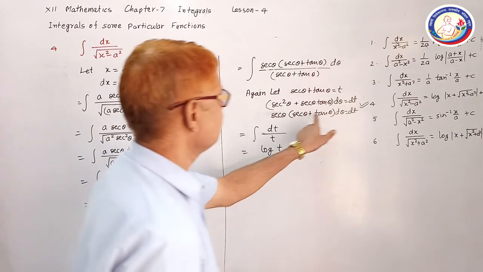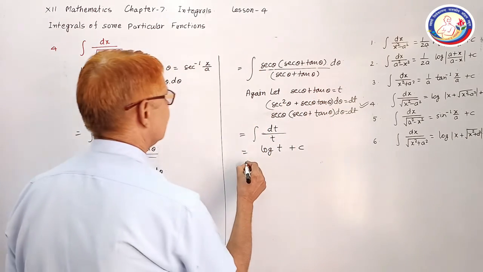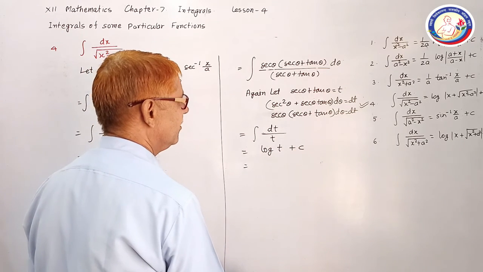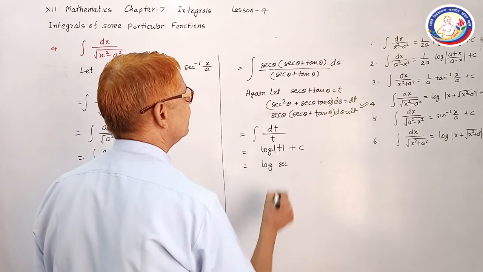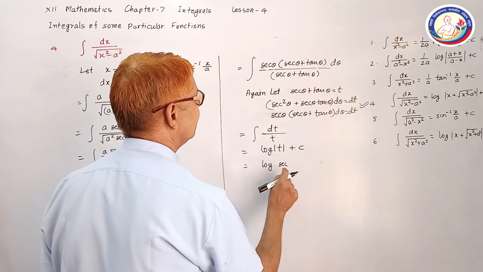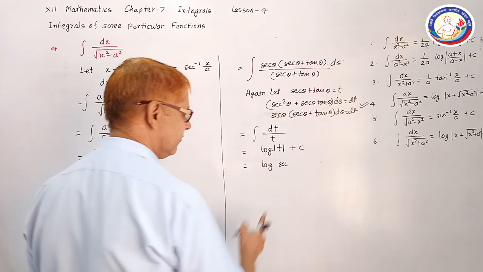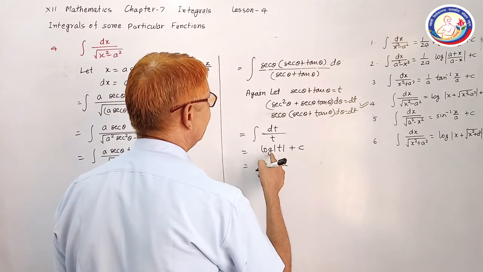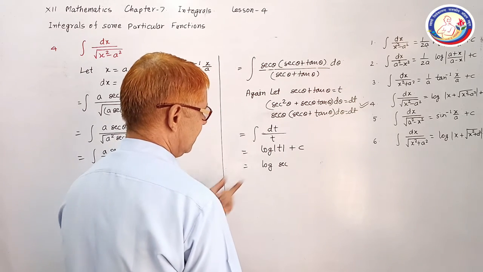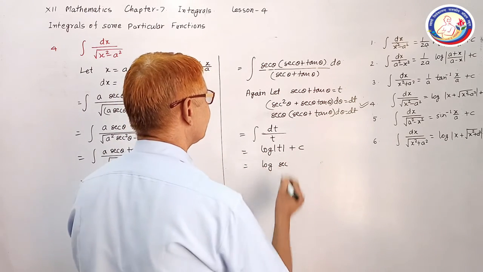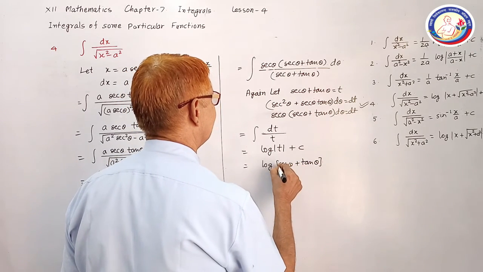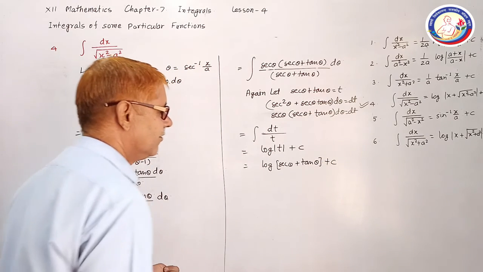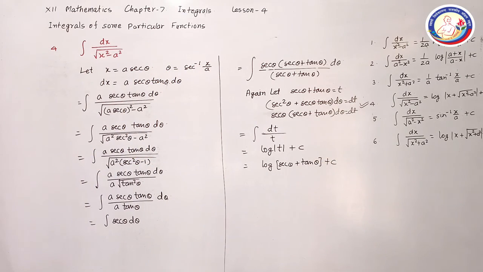What is t here? T is this. Put the value of t here. Log of sec theta plus tan theta, this is absolute value. I have forgotten it. Don't forget to use absolute value whenever logarithm appears as an integral. Plus c. What is sec theta here? This is sec theta, x by a.